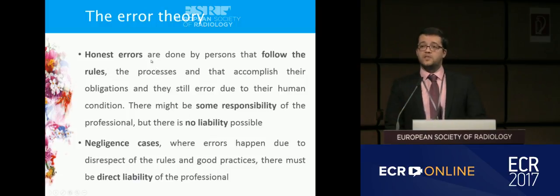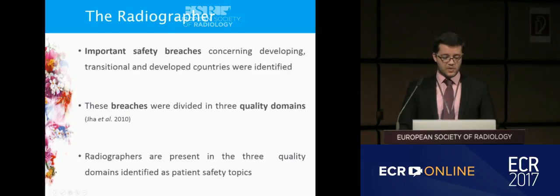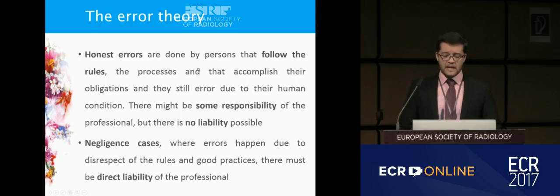Most of us don't want to err. I should say none of us wants to err. When we make a mistake in our job, we call it honest error. Basically, the honest error happens when a person that follows the rules, follows the protocols, follows everything that should be done, still makes a mistake. This is an honest error. Of course, the professional has responsibility on that. He made it. But there is no liability possible on that error because it was not meant by the professional.